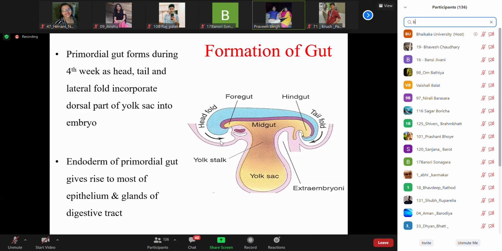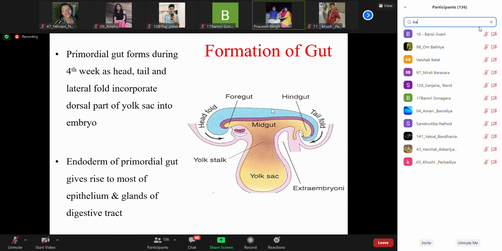Endoderm of the primordial gut. This is the endoderm of the primordial gut. It gives rise to most of the epithelium and glands of the GIT.